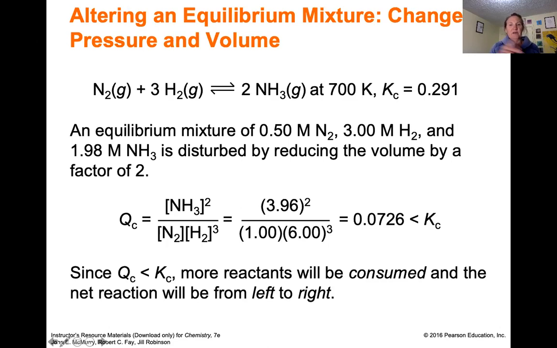So you can think about it conceptually, but you could also do the math and actually put the numbers in. So you could see if you had 2 reactants and 2 products, then you'd be dividing each by the same change in volume, and so KC wouldn't change, or QC wouldn't change.